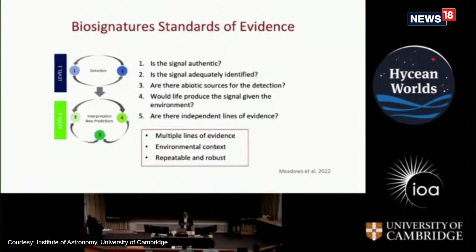All of this is stating the obvious of just good science, right? Let's just do good science. What are the next steps?